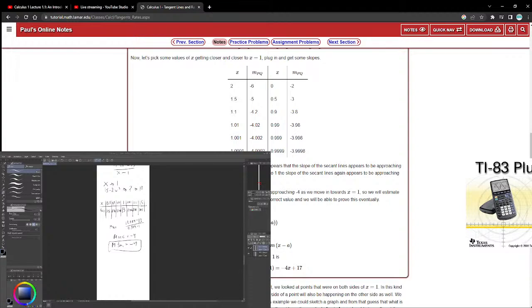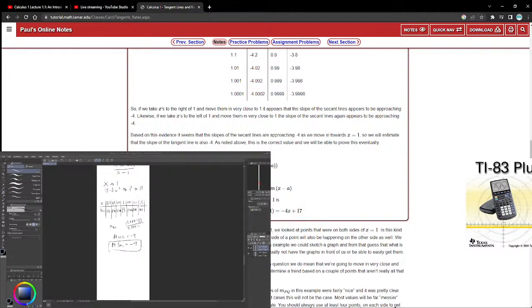Now the equation of the line it goes through. Oh yeah, then you plug into the equation. So the equation of the tangent line is this.